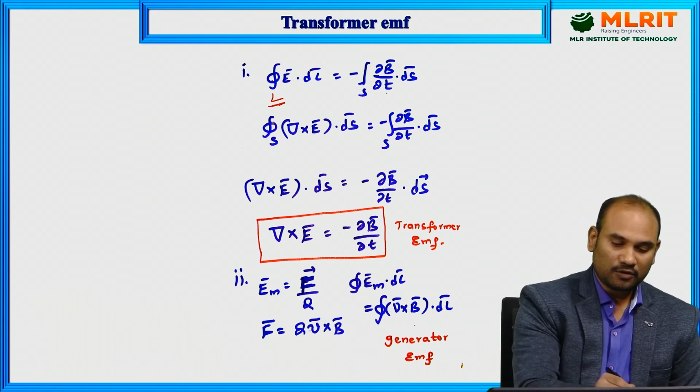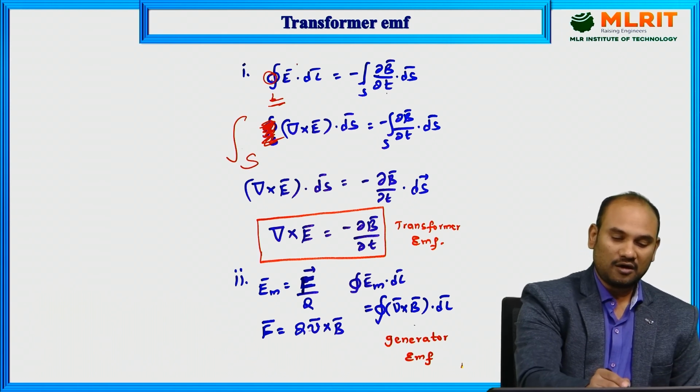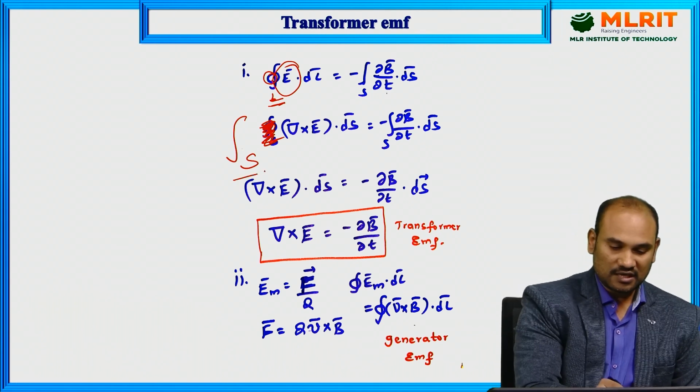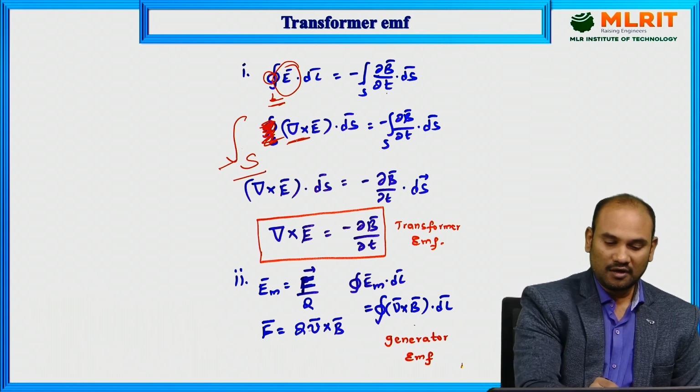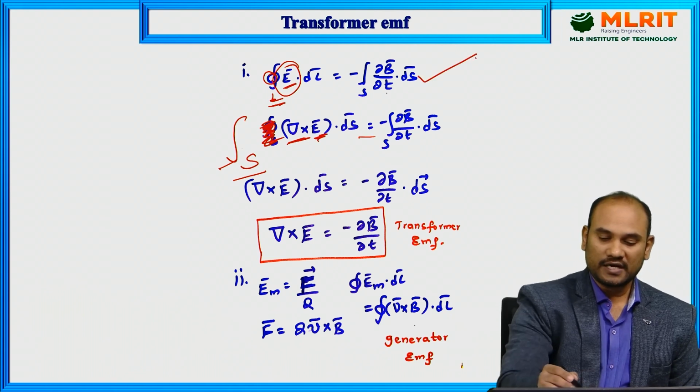It should not be a closed surface, it should be an open surface. So the closed line integral of any vector can be equivalently written as the surface integral of the curl of that vector. That means E bar. This is called the Stokes theorem statement. The right hand side will be the same.